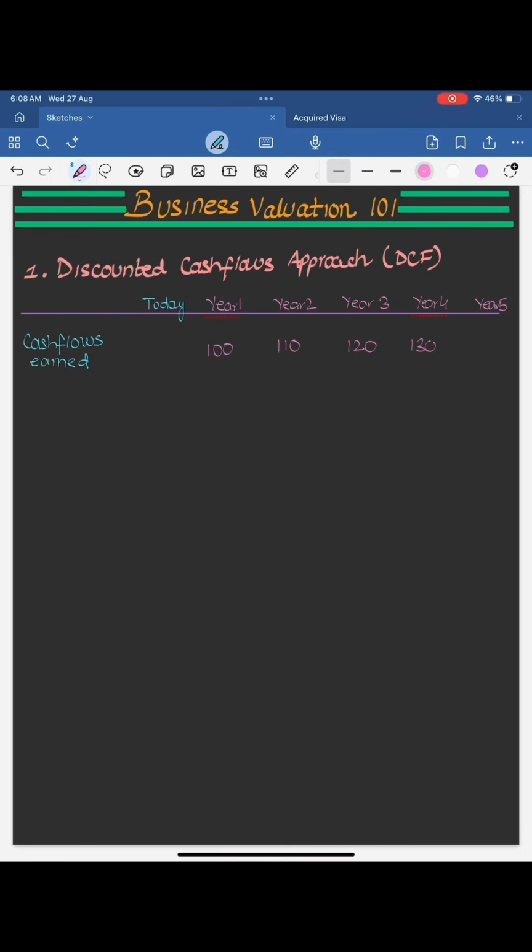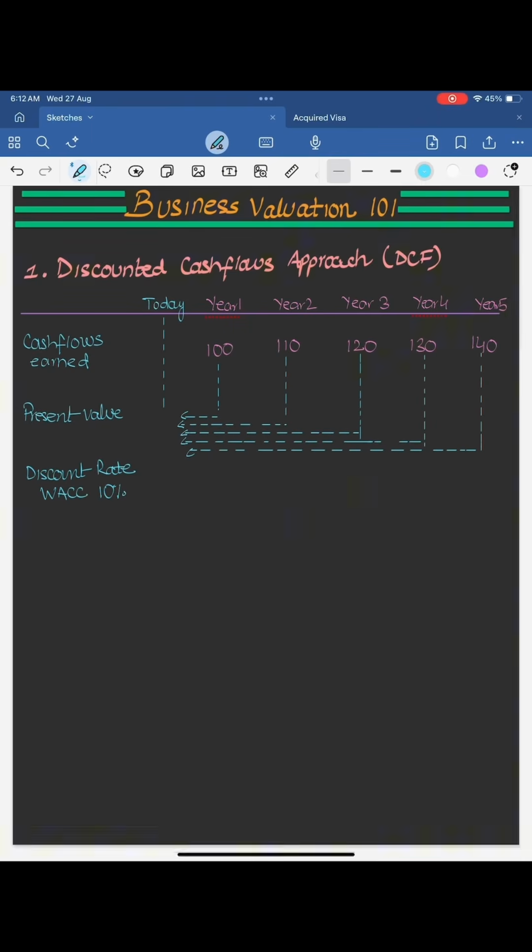So let's suppose the cash flows are 100, 110, 120, 130, 140. You will discount them to the present value today, and you will use a discount rate which is called a WACC, weighted average cost of capital. Let's suppose that's 10%. So you will assign discount factors to each of the years: year 1, year 2, year 3, year 4, and year 5. You will compute the discount factors. So for example, the discount factor for year 1 is 0.9, 0.8, 0.7, 0.6 and 0.62.